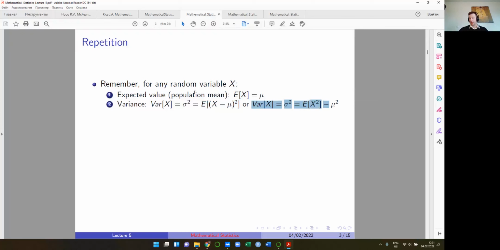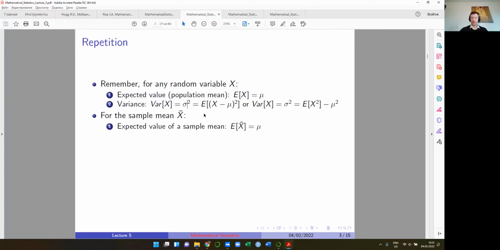Well, yes, we can denote variance as var. We can denote variance of x as sigma squared. Both ways are equivalent. Now, in the very first lecture, we established that for the sample mean, the expectation of a sample mean is the population mean, right? So the expected value of a sample mean is mu. So what does this mean?